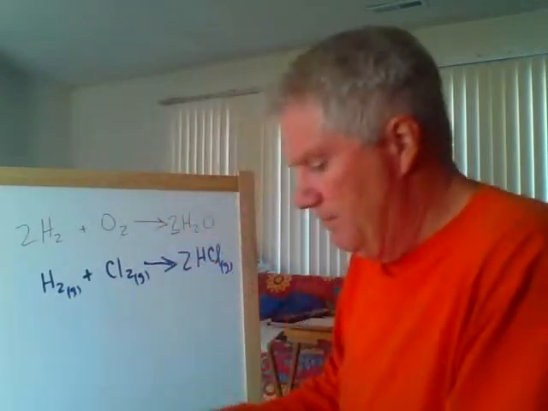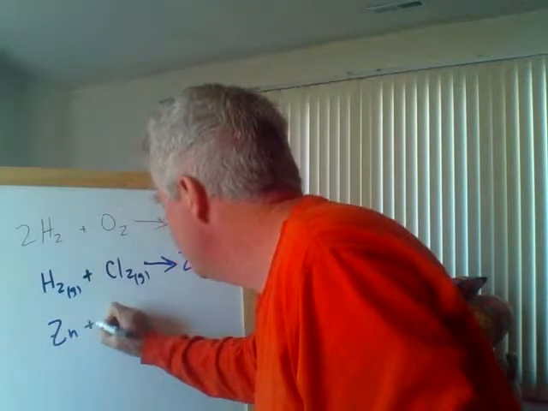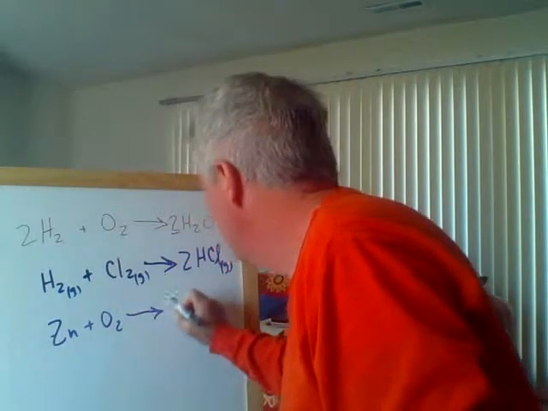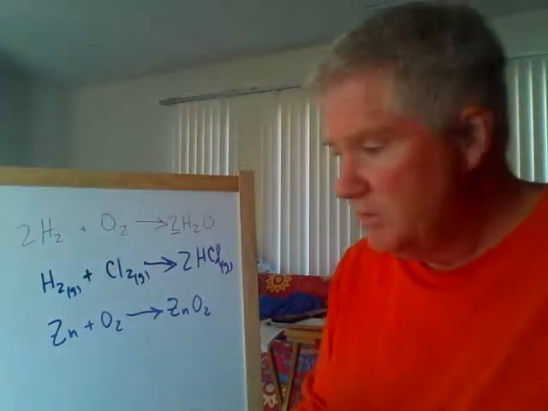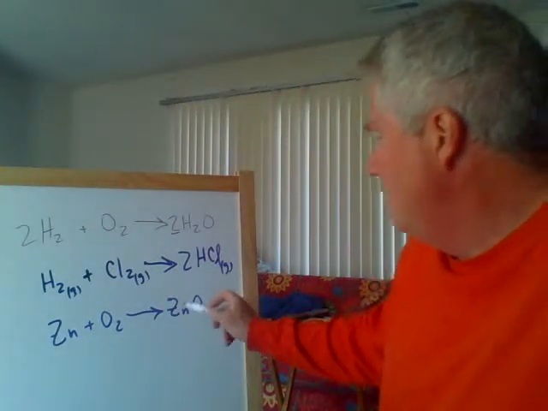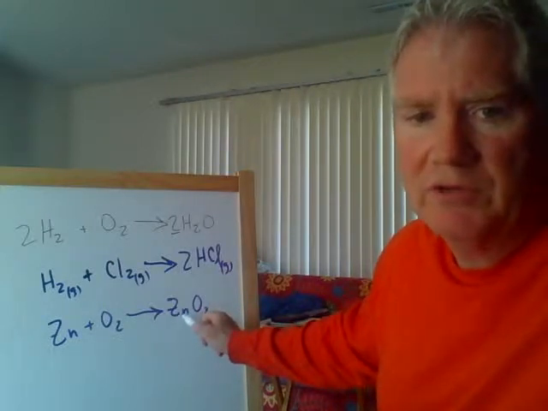Okay. So again, my zinc... The reaction of zinc plus oxygen results in zinc oxide. Similarly here, the zinc is in the +2 state. It's given up its 2 electrons.